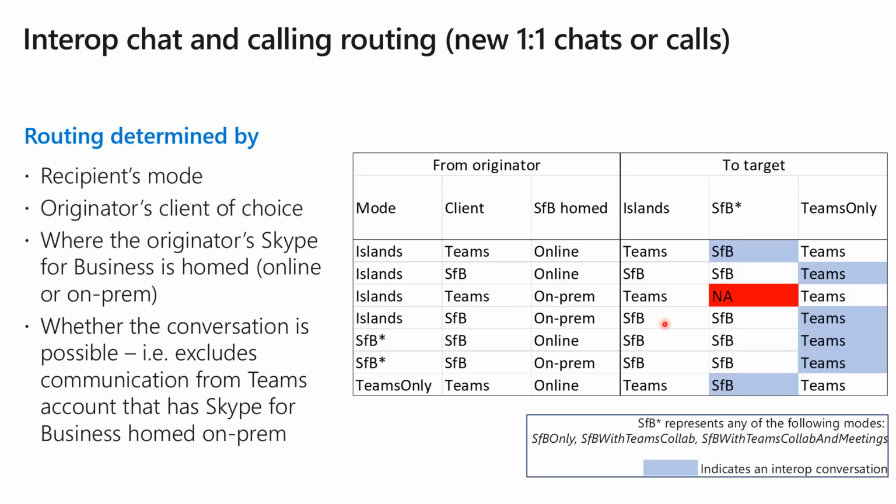Now again, here when I say target Skype for Business, this could be Skype for Business online or on premises from a target perspective. It doesn't matter, right? We do support the ability to talk to on-prem and online Skype for Business accounts, no worries. The last column is the simplest of all, which is if the user is in Teams only mode, the conversation, the chat, the call will always land in Teams. The major difference here is the ones that are shaded and colored in here indicate that this is an interop conversation because the originator is starting in Skype and it's landing in Teams, right? Whereas the ones that are not highlighted are Teams to Teams conversations.